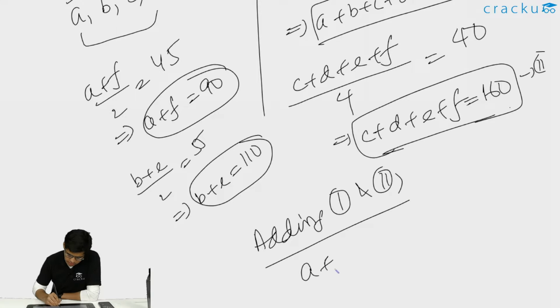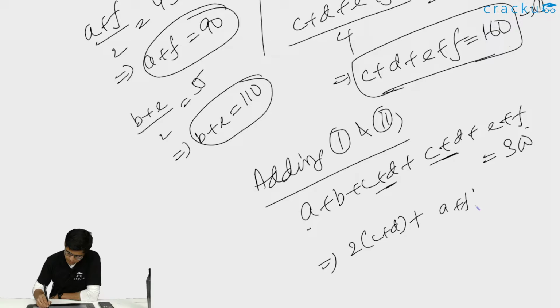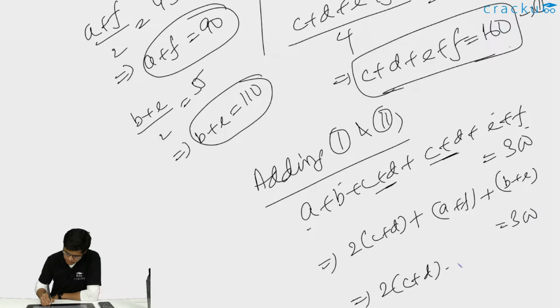Adding 1 and 2: A plus B plus C plus D plus C plus D plus E plus F. This is 160 plus 140, which is 300. Now we are seeing C plus D is coming twice. So twice of C plus D plus A plus F, and B plus E. This is 300. Twice of C plus D, A plus F is 90, B plus E is 110. This is 300.